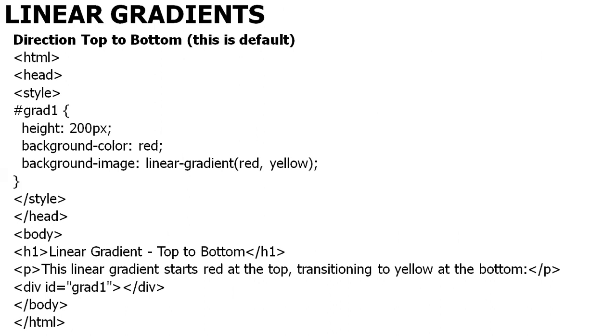The HTML tag should be open. Head tag, style tag, which mentions the at symbol, the ID attribute, grad1. Height is 200 pixel and background color red and background image linear-gradient red comma yellow. The style tag should be closed. Head tag should be closed. Body tag should be open. H1 tag: the linear gradient top to bottom.